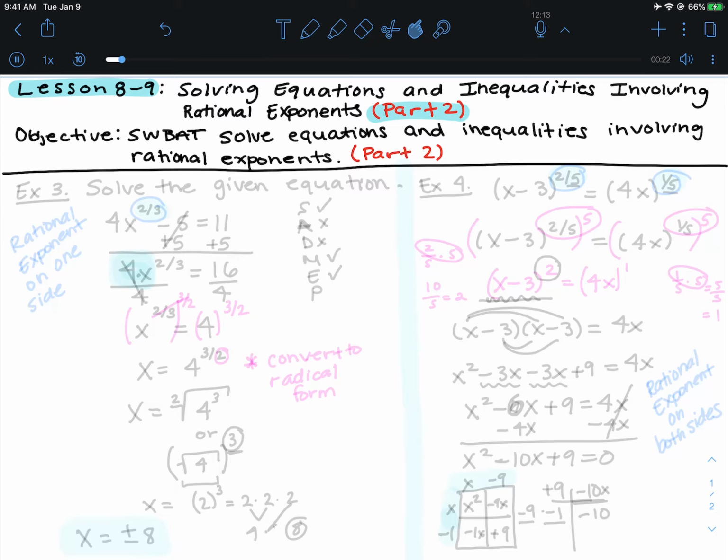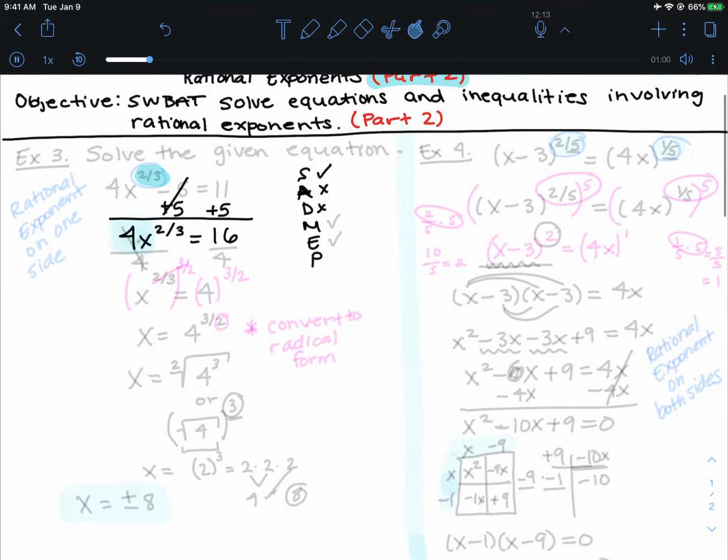So we're going to solve the given equation 4x to the power of 2/3 minus 5 equals 11. Still going to continue with the same steps from yesterday. We're going to solve this using SWBAT. So do I have subtraction? Yes, I do. So I'm going to add the 5. So we're going to get 4x to the power of 2/3 equals 11 plus 5, which is 16.